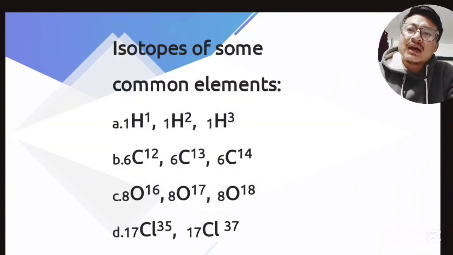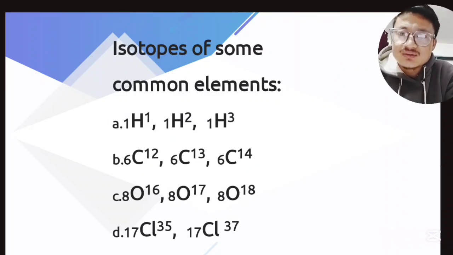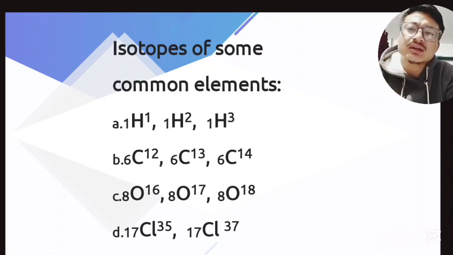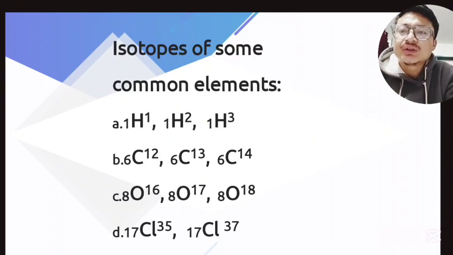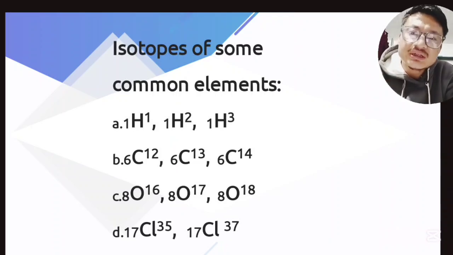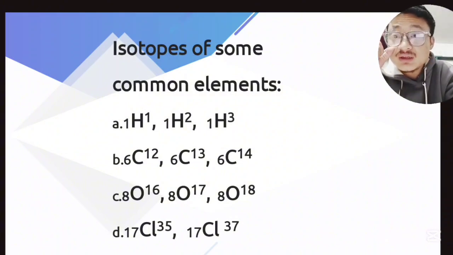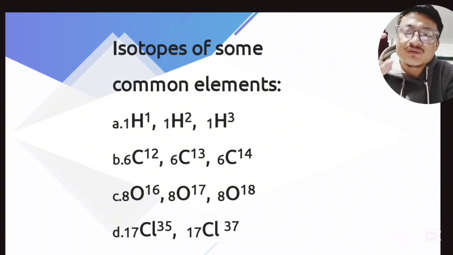The isotopes of some common elements. First, hydrogen has three isotopes. The atomic number is 1 for all of them, so the atomic number is the same. But look at the difference in mass number: first 1, second 2, third 3. Same atomic number, different mass number, due to the difference in the number of neutrons in the nucleus.